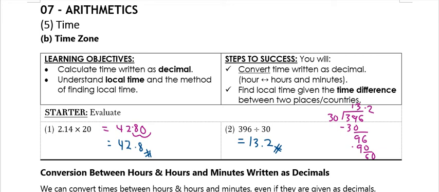Hi and welcome to another video for Year 9 Maths D under the chapter Arithmetics. We're still going to deal with time, but right now you are going to deal with what we call time zone. Time zone is really closely related to what we call local time. This deals with the time difference between places or two countries that are far from each other. But first we are going to calculate time written as decimal, and convert between hours and hours and minutes.